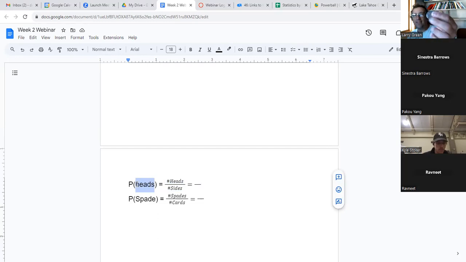So if you look at the coin, how many of these sides are heads? It's a very easy answer. I hope you can all tell me. Put it in the chat box if you want. Yes, there's one head on this coin, so I'm going to put a 1 here. The numerator is the number of ways what's in these parentheses can happen. The denominator is the number of ways things can happen. So how many different sides are there on this coin? Yes, there are 2 sides on the coin, so the denominator is 2.